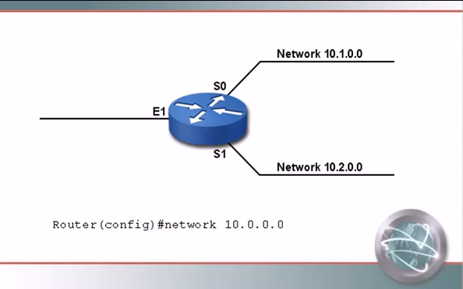When I use the network command, I would enter one command that identifies the default network address. However, the router is actually quite forgiving on this point. It reduces any address that you give it to its default network address form.